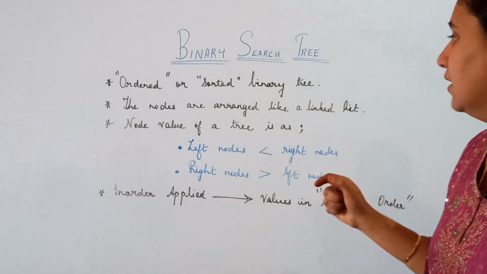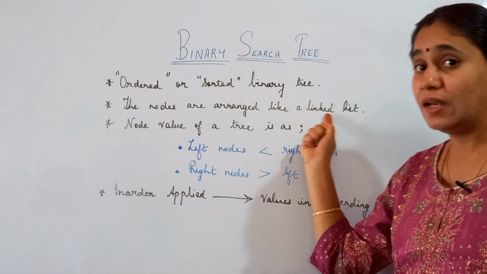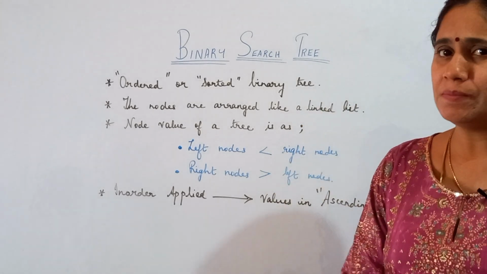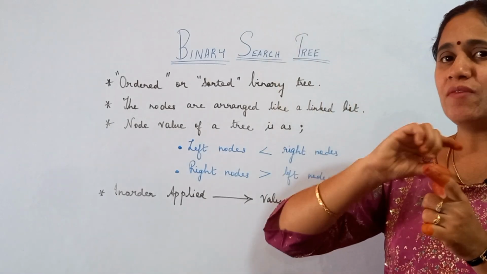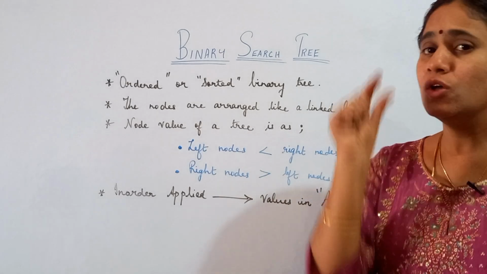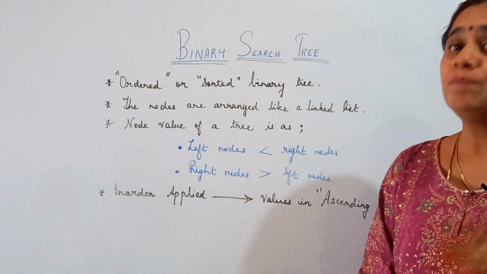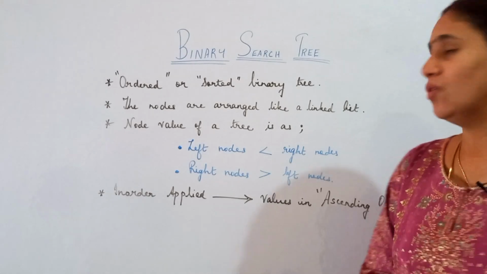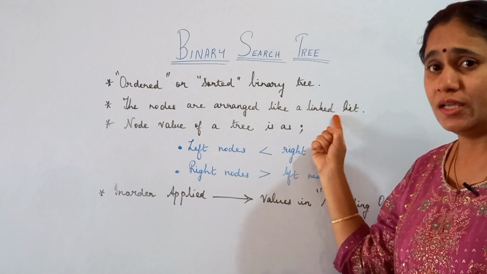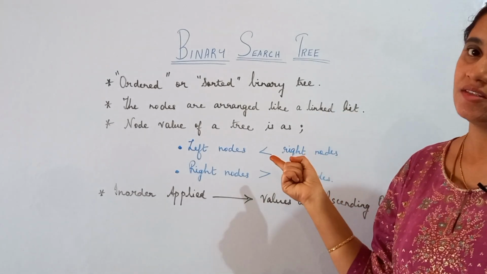binary tree, friends, right? Then next, the nodes are arranged like a linked list. You must underline this point. Normally we create a tree in a hierarchical manner, isn't it? We have a connection between the root node and left nodes, right nodes, and so on. Those links are mostly implemented using the data structure called the linked list. If anybody didn't watch the linked list video, I request you to watch it, so that it will be easier for you to understand, friends, right?